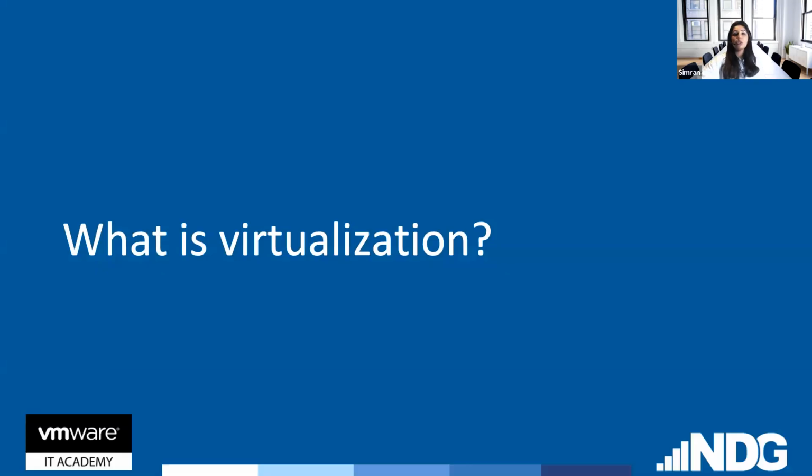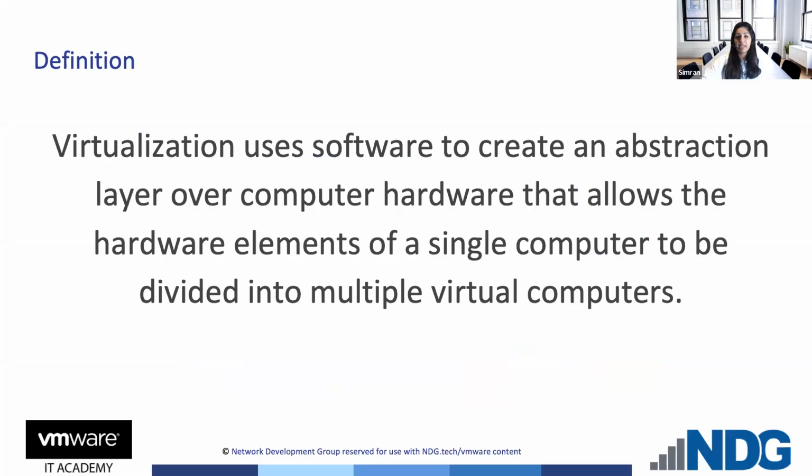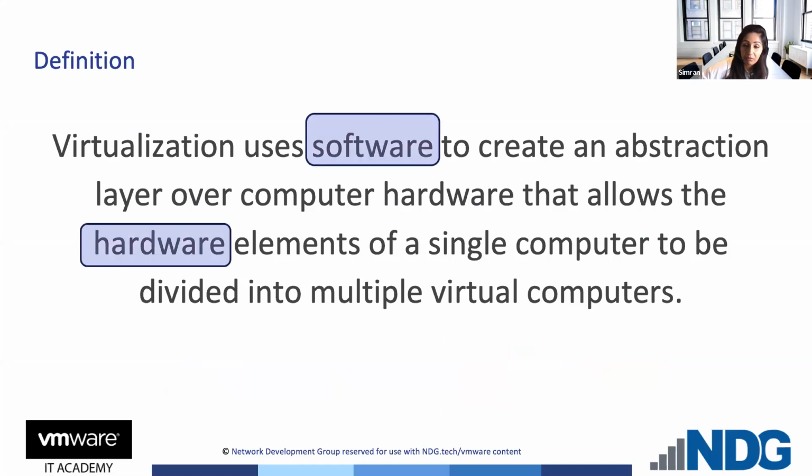So moving on to what virtualization really is, I've got a definition here and I'm just going to quickly read that out to you. Virtualization uses software to create an abstraction layer over computer hardware that allows the hardware element of a single computer to be divided into multiple virtual components. Makes much sense? I don't think so. It's a bunch of words, and really, what does it mean by virtualization? But the two words that really jump out, and I'll explain the definition as we go along, are software and hardware. Those are the two key components that jump out from this particular definition.